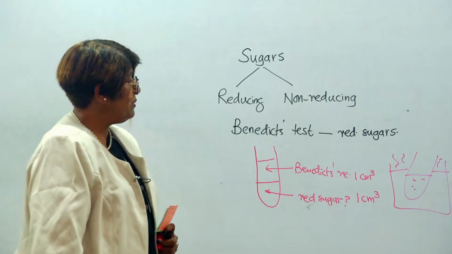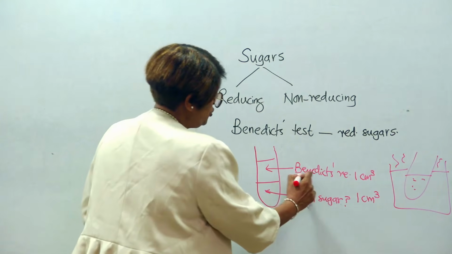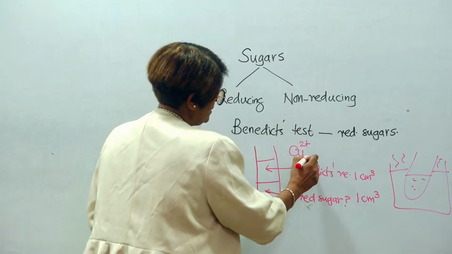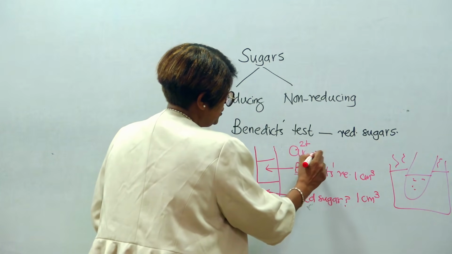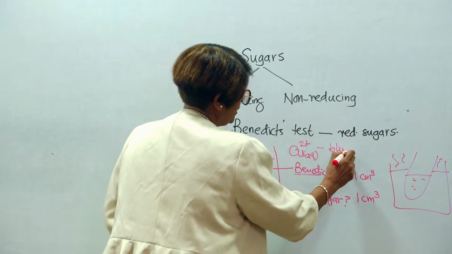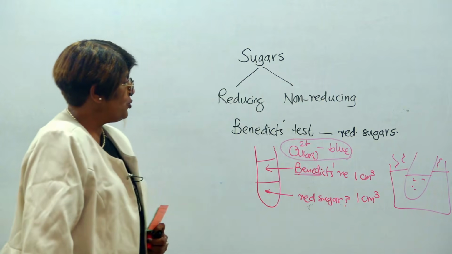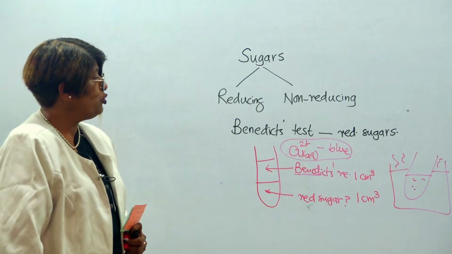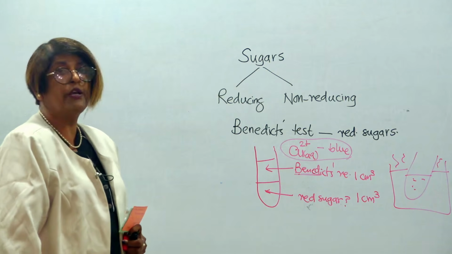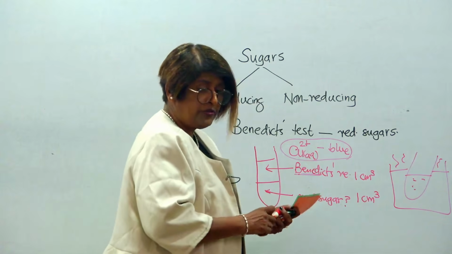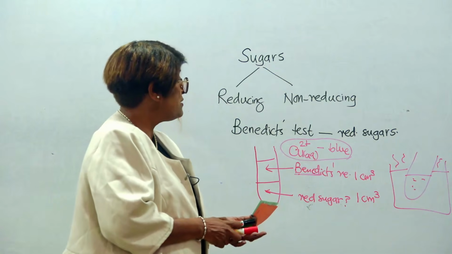Initially, the color would be blue because Benedict's solution has cupric ions. You know cupric ions in aqueous condition are blue in color. So, gradually the color change will take place from blue to brick red if the reducing sugars are present. We will try to understand the concept behind this.